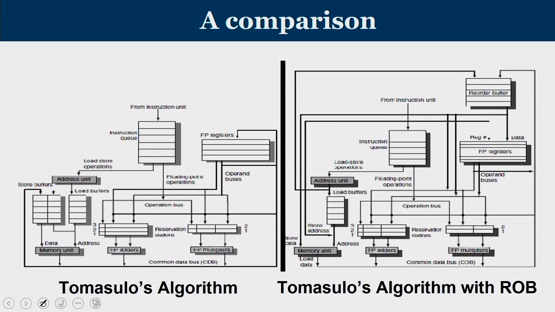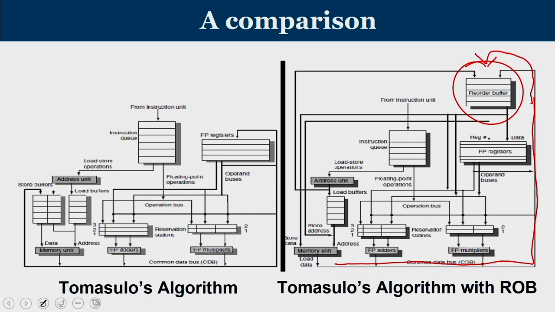So this diagram shows, on the left side, the conventional Tomasulo's algorithm where speculative execution is not permitted, and on the right side, Tomasulo's algorithm with a reorder buffer. So what is the basic change? Here you can see there is a reorder buffer. The outcome of the execution, which is written onto the common data bus, is now not going into the floating point registers, it is coming to this reorder buffer.